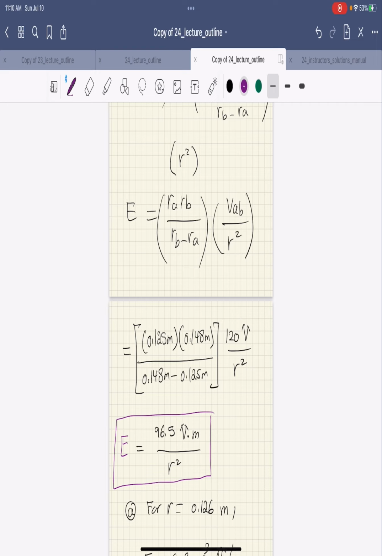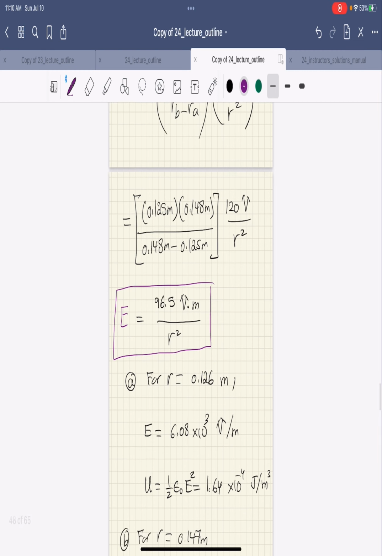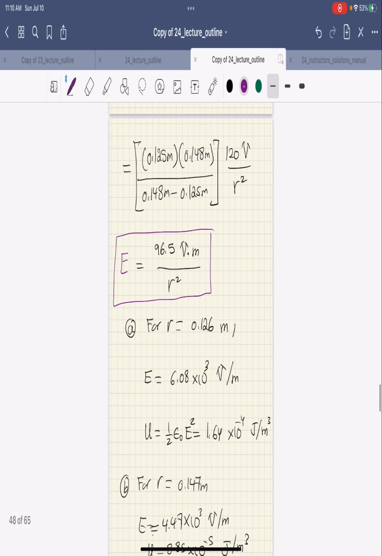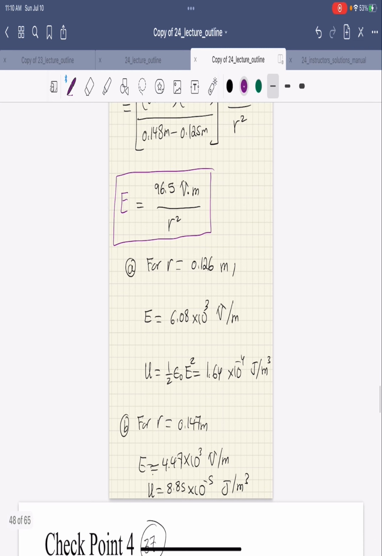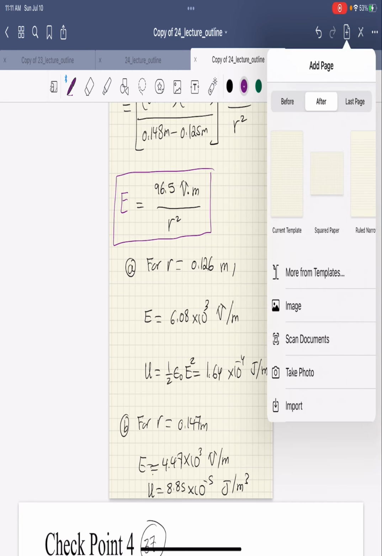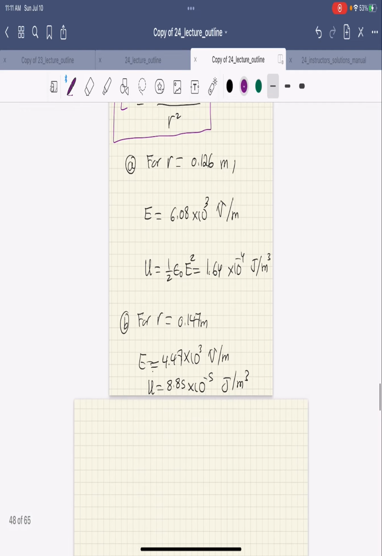Now for R, which is 0.126 meters, I plugged in R here, and then I found E as 6.08 × 10^3 volts per meter, and then I calculated the energy density U as 1/2 epsilon 0 E squared, which is 1.64 × 10^-4. And I also did that for R equal 0.147, converting into meters. Then I calculated E and then U again.